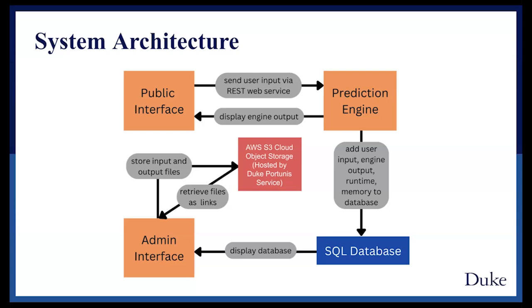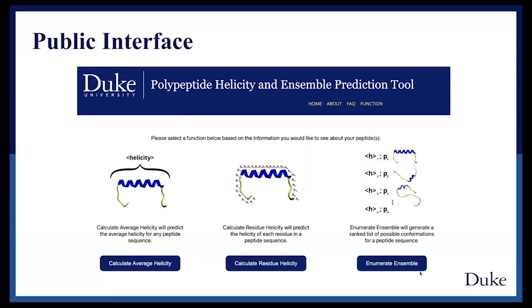Now I'll let Samia talk about the components of the public interface. Thank you, Eric. So currently you guys are looking at our start page. We have 3 functions that the user can choose between based on the information that they want to know about their polypeptide. Above these buttons, we have descriptions of the functions as well as icons to represent each one of the functions.